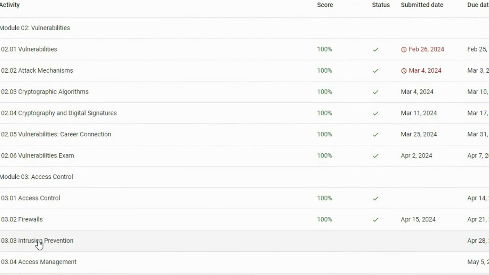We had firewalls last week. We're down to intrusion prevention. Intrusion prevention. That'd be good. Preventing intrusions would be good. And then next week we have access management. We're about to wrap up this unit right here.